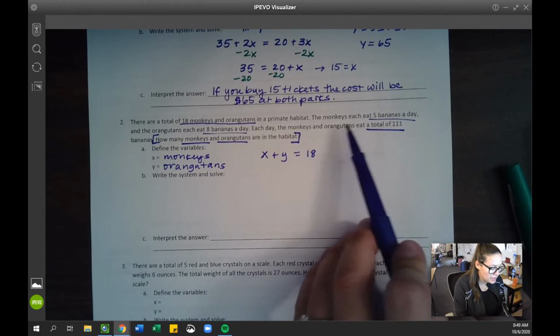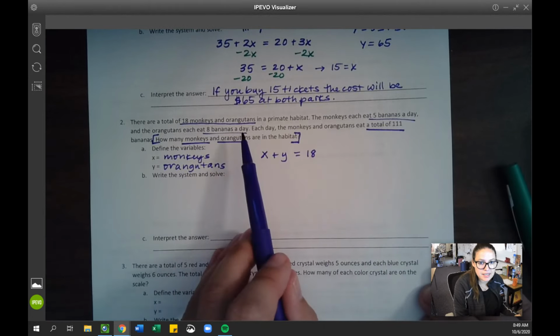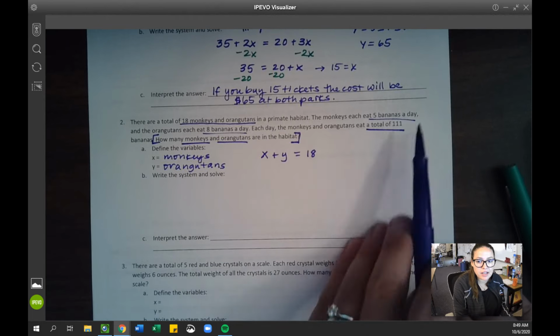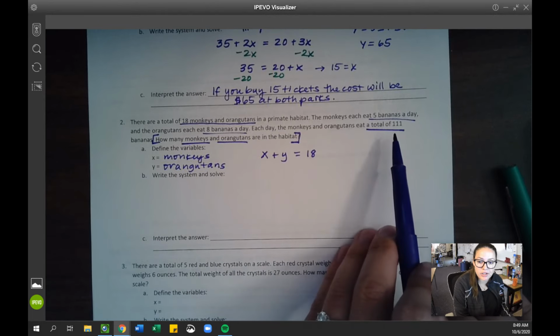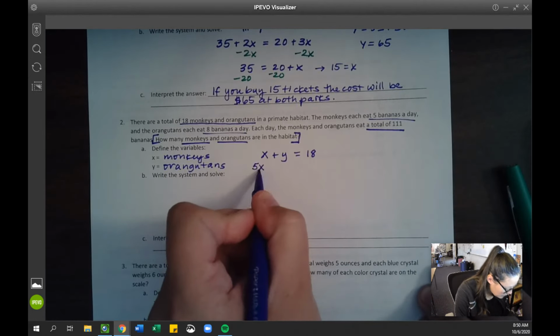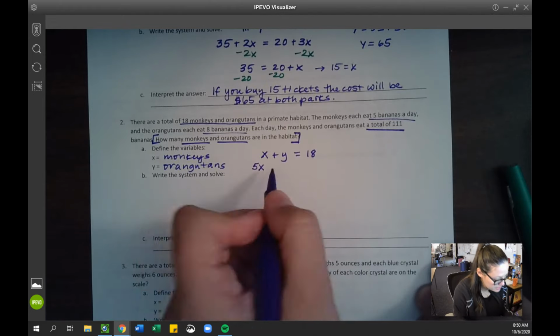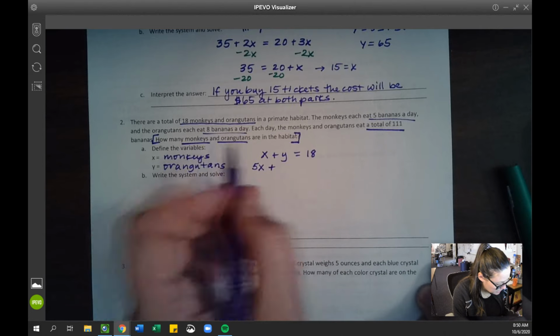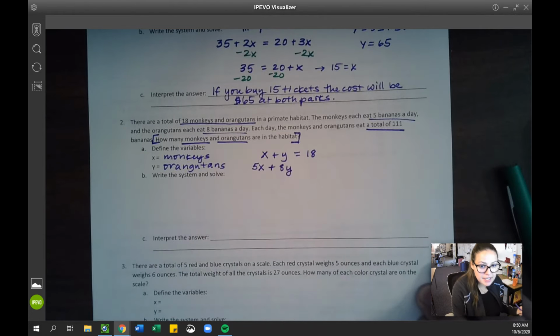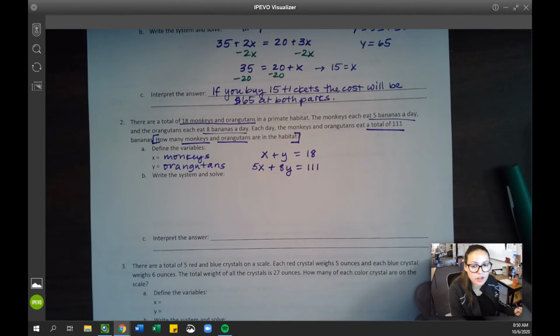So we're told that the monkeys eat 5 bananas a day, the orangutans eat 8 bananas a day, and they eat a grand total of 111 bananas in a day. Well, each monkey eats 5 bananas a day, so we're going to have 5 times the number of monkeys, plus 8 bananas times the number of orangutans, and that's going to equal our total of 111 bananas.